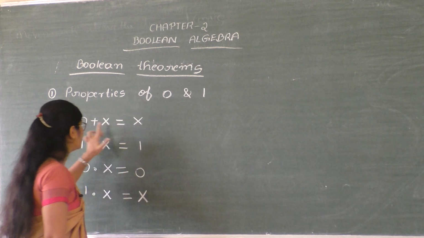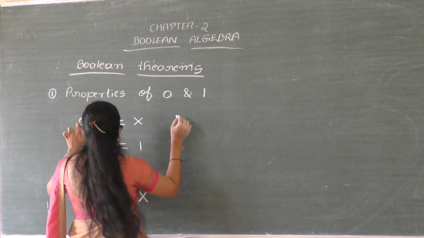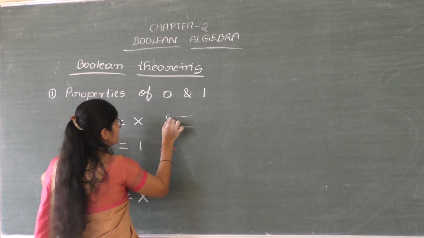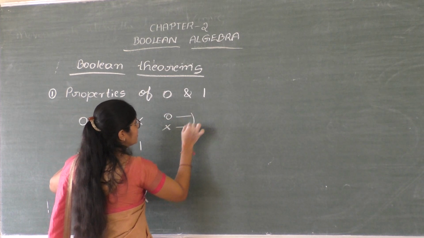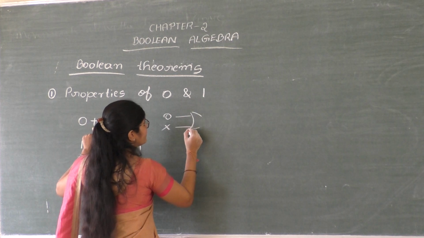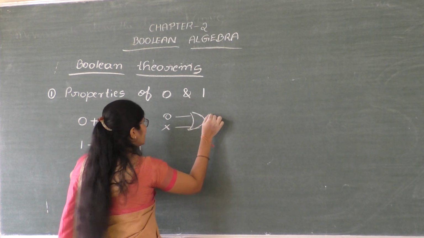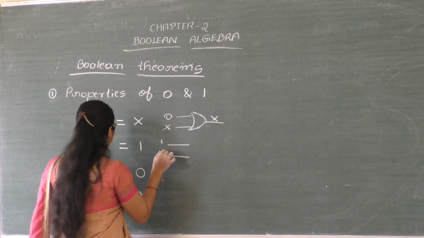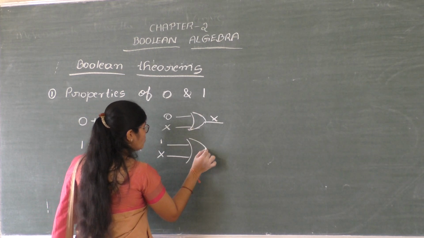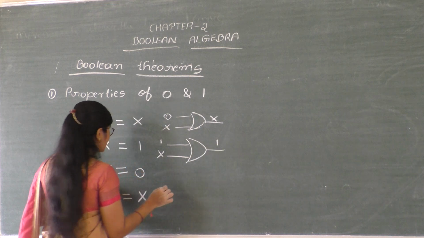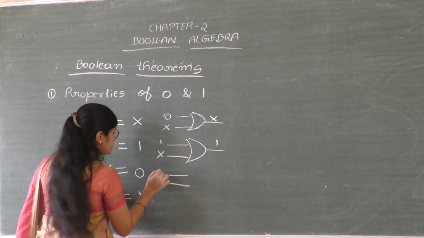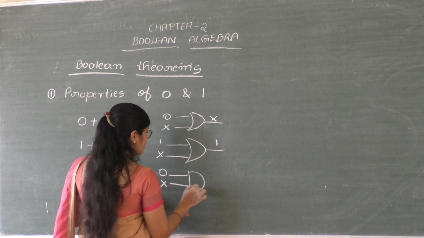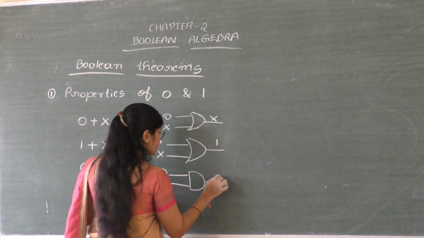So can we write the logic gate for these properties? Yes. You can see OR operator, 0 and x. So what is the output? The output is x. Next, 1 and x, output is 1. Next, AND gate with 0 and x as the input signals, output is 0.